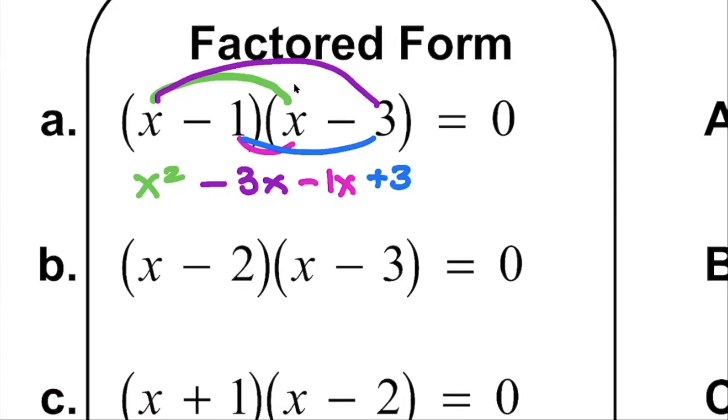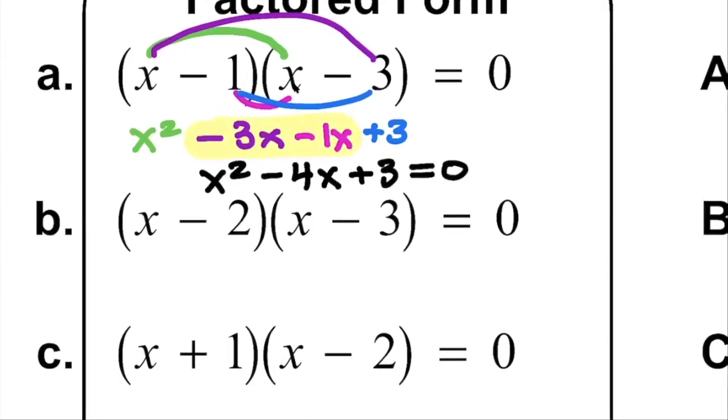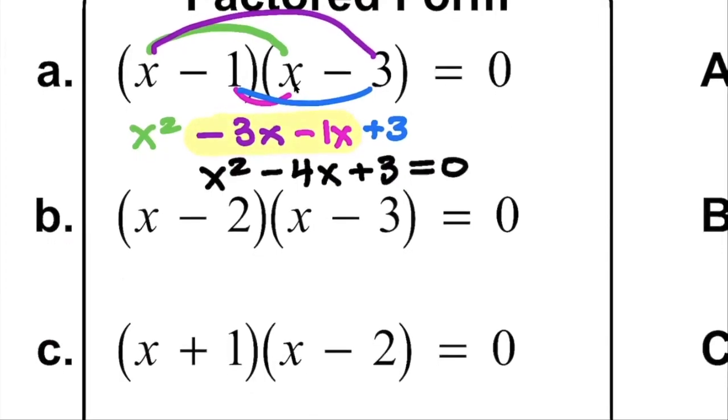So right away, the only two things that we can combine together on this one is going to be our -3x and our -1x. By doing so, we're going to get x squared minus 4x plus 3 equals 0. So again, we're just using what we did last week and applying it to this.